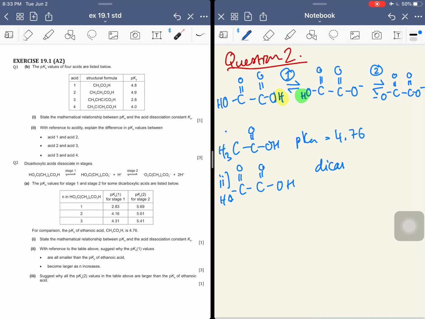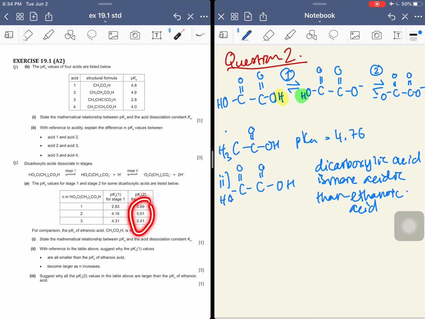Okay, dicarboxylic acid is more acidic than ethanoic acid. Now you have to explain the reason. You can't just say, oh, because it can lose 2 hydrogen ions, therefore more hydrogen ions are being given away or released. You cannot say that, because if you look at the pKa value, losing the second hydrogen ion has a higher pKa than ethanoic acid. So that means losing the second hydrogen ion is not easy. Okay, how do you answer this?